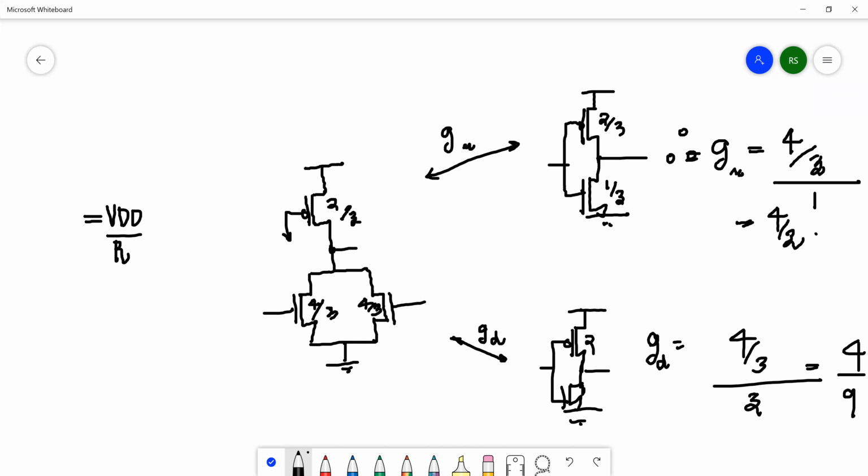So the next logic family that we will see also. Sir, could you repeat the part for PMOS again, sir? The logic calculation for the GU part.